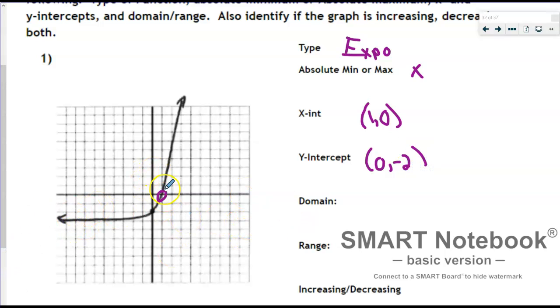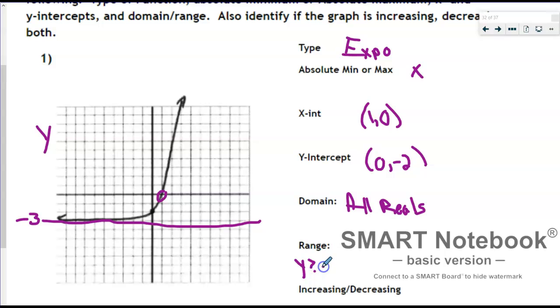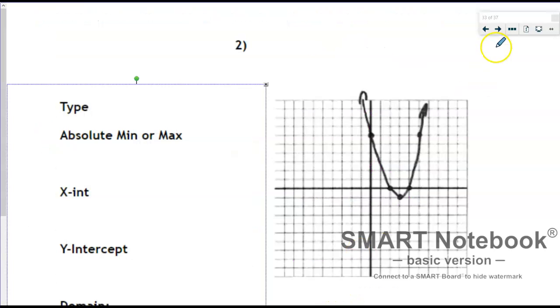Okay. Domain, looks like it's extending in both directions forever, so we'll say it's all reals. Okay. Range-wise, it looks like it's kind of hovering right here. So we do have a y value, and that is bigger than -3. So we'll say that y is greater than or equal to -3. Okay. Is it increasing or decreasing? Is it going up or is it going down? It is increasing. So we would say that right there.